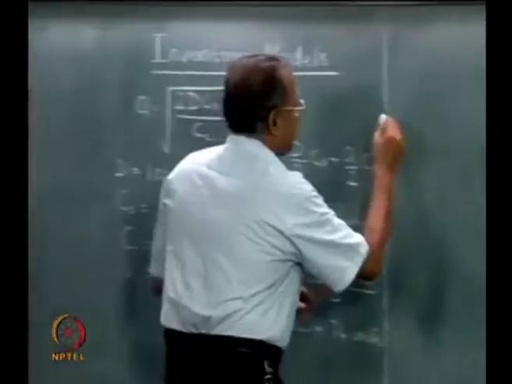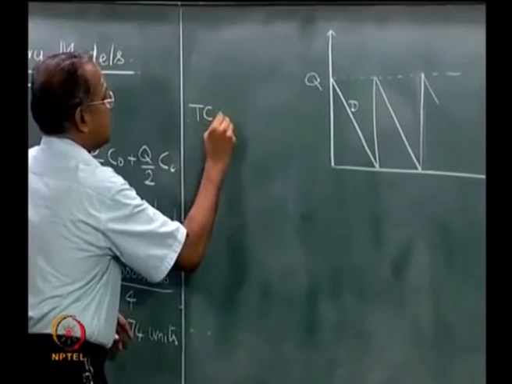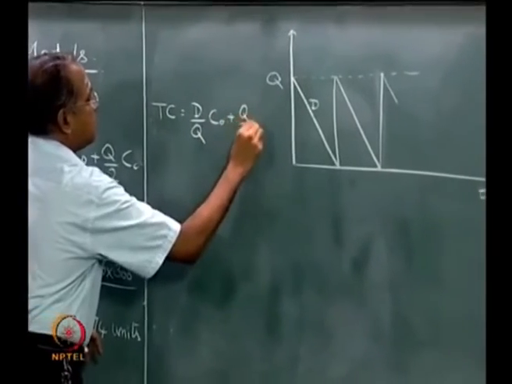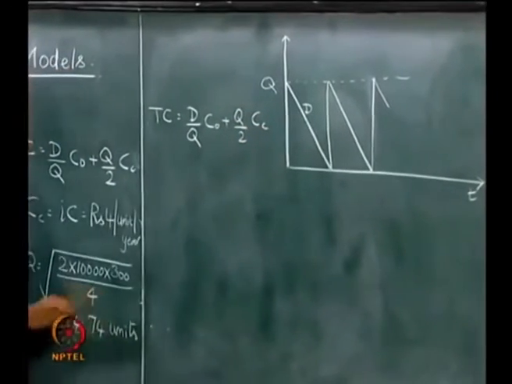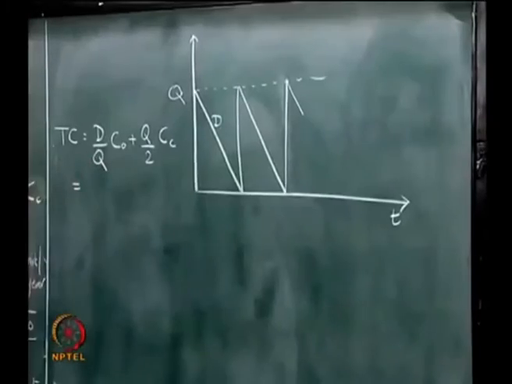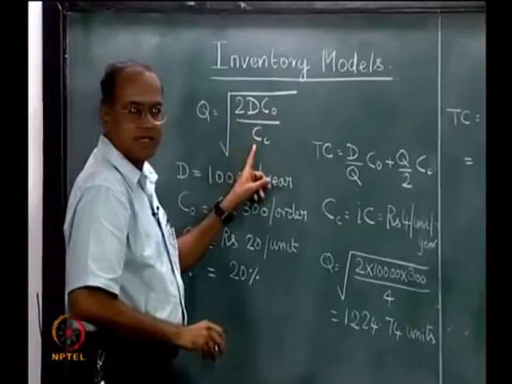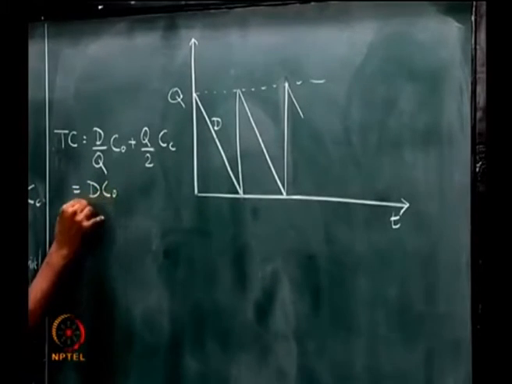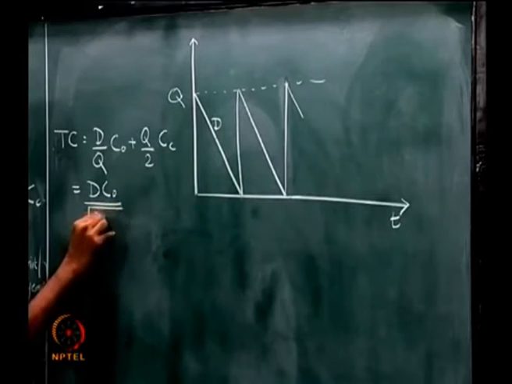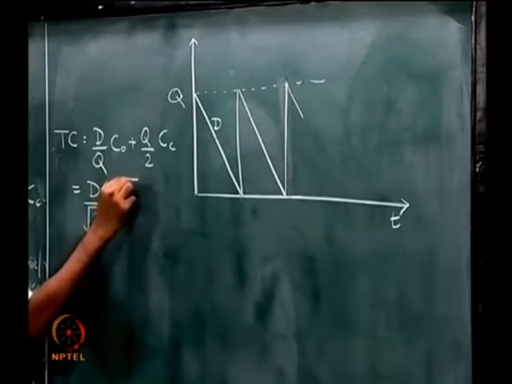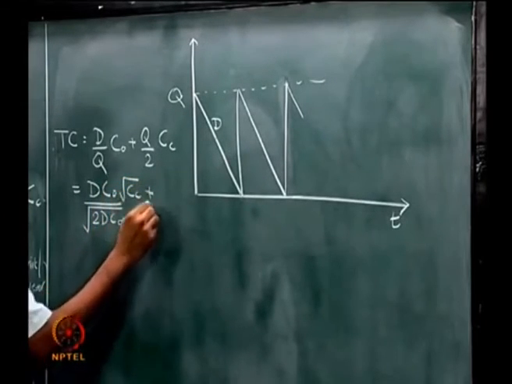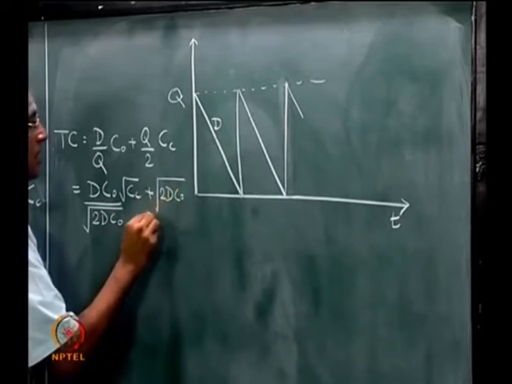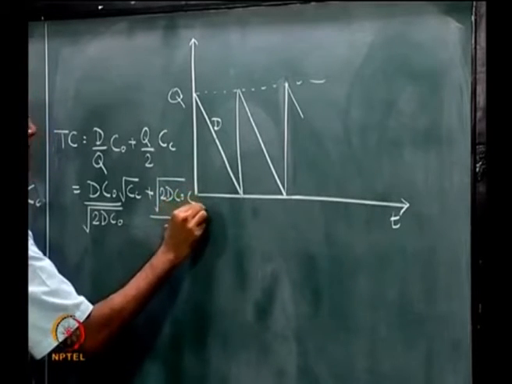So, let us go back and substitute. Total cost TC is equal to D by Q into C naught plus Q by 2 into Cc. Now, Q is given by root of 2D C naught by Cc. So, on substitution we will get D C naught by root over 2D C naught by Cc, plus root over 2D C naught by Cc into Cc by 2.